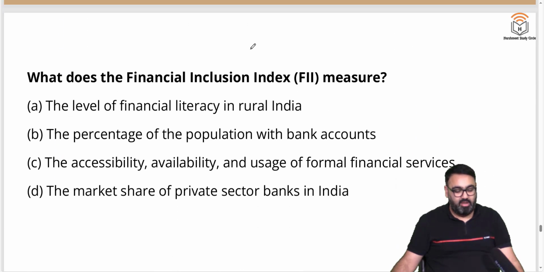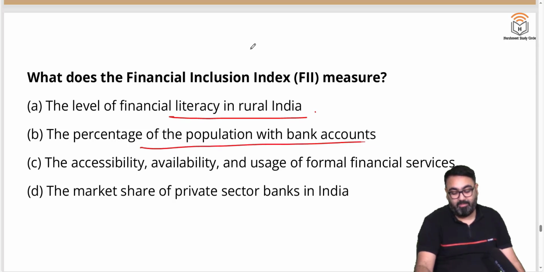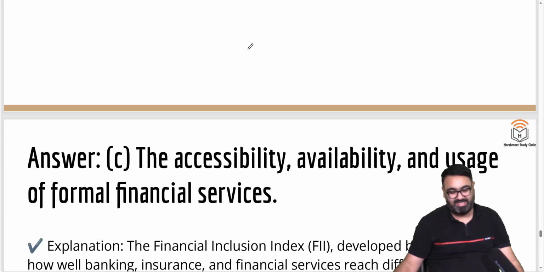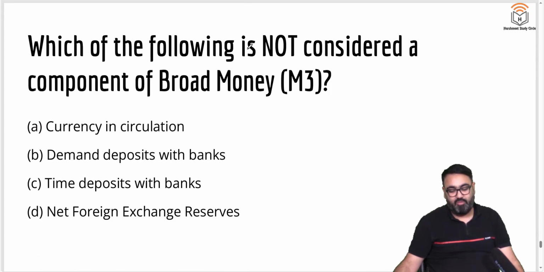One more question. What does the Financial Inclusion Index, FII, measure? Level of financial literacy, not just this. Percentage of population with a bank account, not just this. Accessibility, availability, usage of formal financial services. This is what FII measures. As we discussed, FII is improving. It means availability, access, usage of financial services is increasing. It's improving in India.